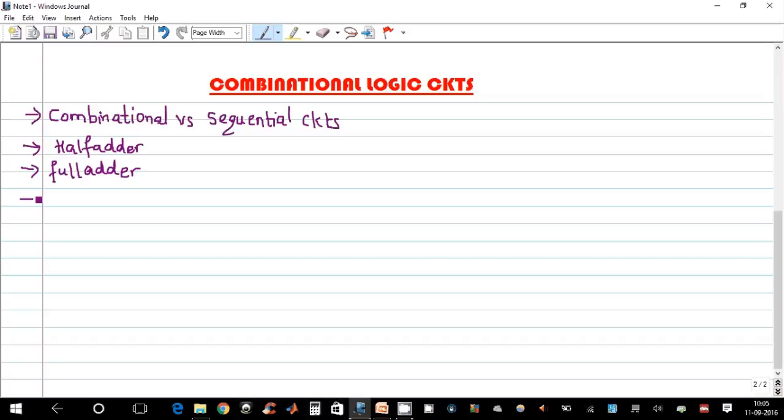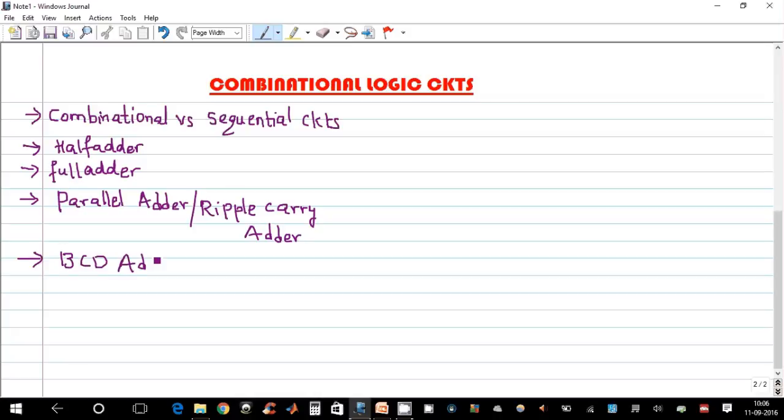Then we will be constructing a 4-bit parallel adder. It is also referred to as ripple carry adder in many of the textbooks. We will also try to justify why it was given that name. Then we will be constructing a 4-bit BCD adder. Similarly, these concepts can be extended to higher bit adders like 8-bit and 12-bit and so on.